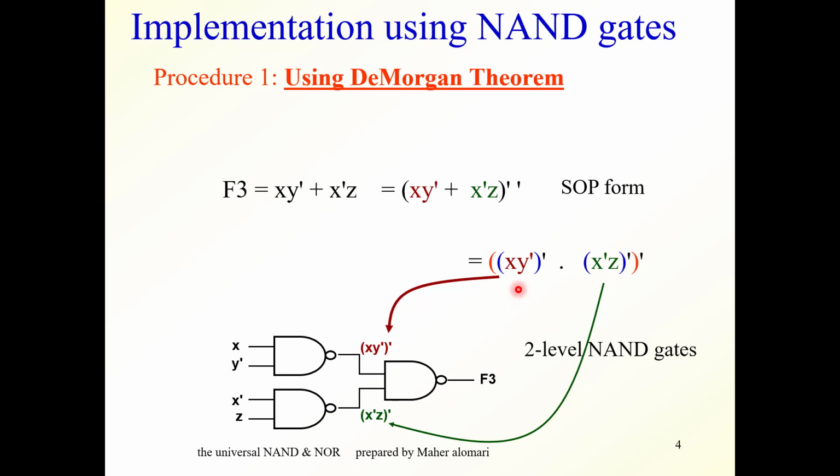Now this part can be implemented using this NAND gate here. We have X, Y bar, and this is the output here, X, Y bar complemented, which is equal to this. And this part can be implemented using this NAND gate here. Okay, and the AND between them, we have this NAND here because of this inverter at the output. Now you notice that we have two levels of NAND gates. This is the first level, and this here is the second level.